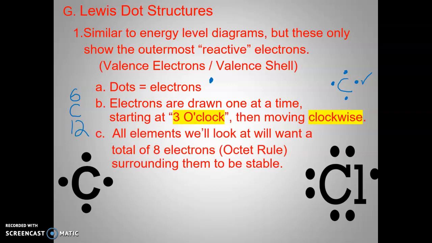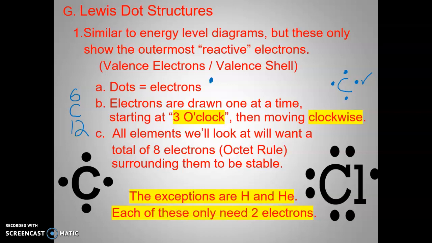Now, all elements are going to want to reach what we call the octet rule, meaning that they want to reach that maximum number of 8 valence electrons in their valence shell to be considered stable. Every element on the periodic table pretty much is going to want to do this. The only exceptions are going to be hydrogen and helium, because each one of them only needs 2 electrons.